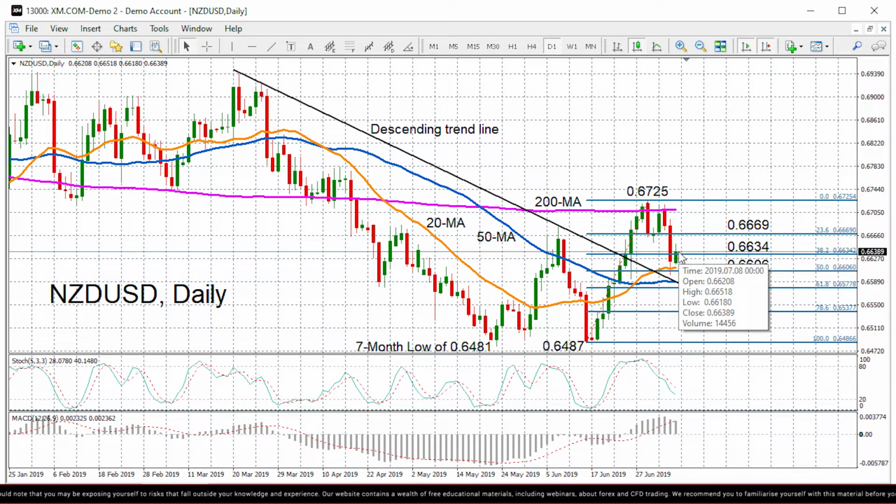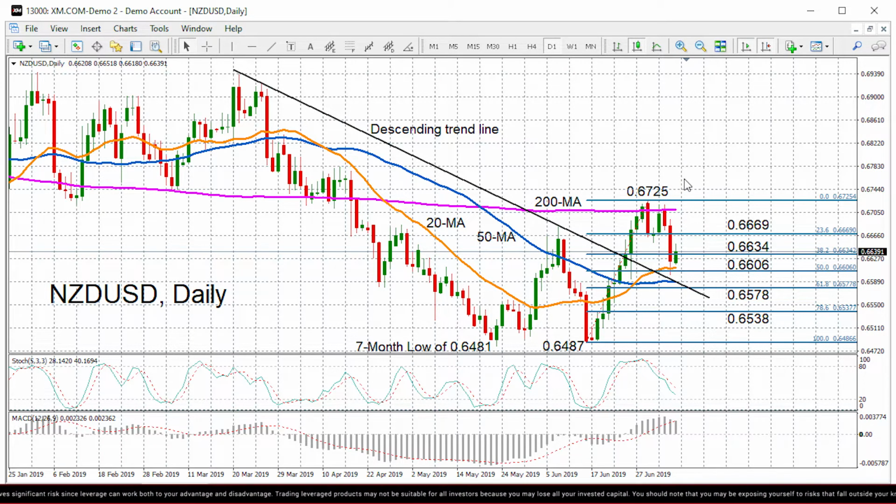There is resistance coming from the 38.2% Fibonacci of the up leg from 0.6487 to 0.6725, so that's around 0.6634. Above that, we've got a 23.6% Fibonacci at 0.6669. Clearing that resistance would help Kiwi Dollar to challenge the June top of 0.6725. If it does manage to do that, that would potentially signal the start of a new longer-term uptrend.